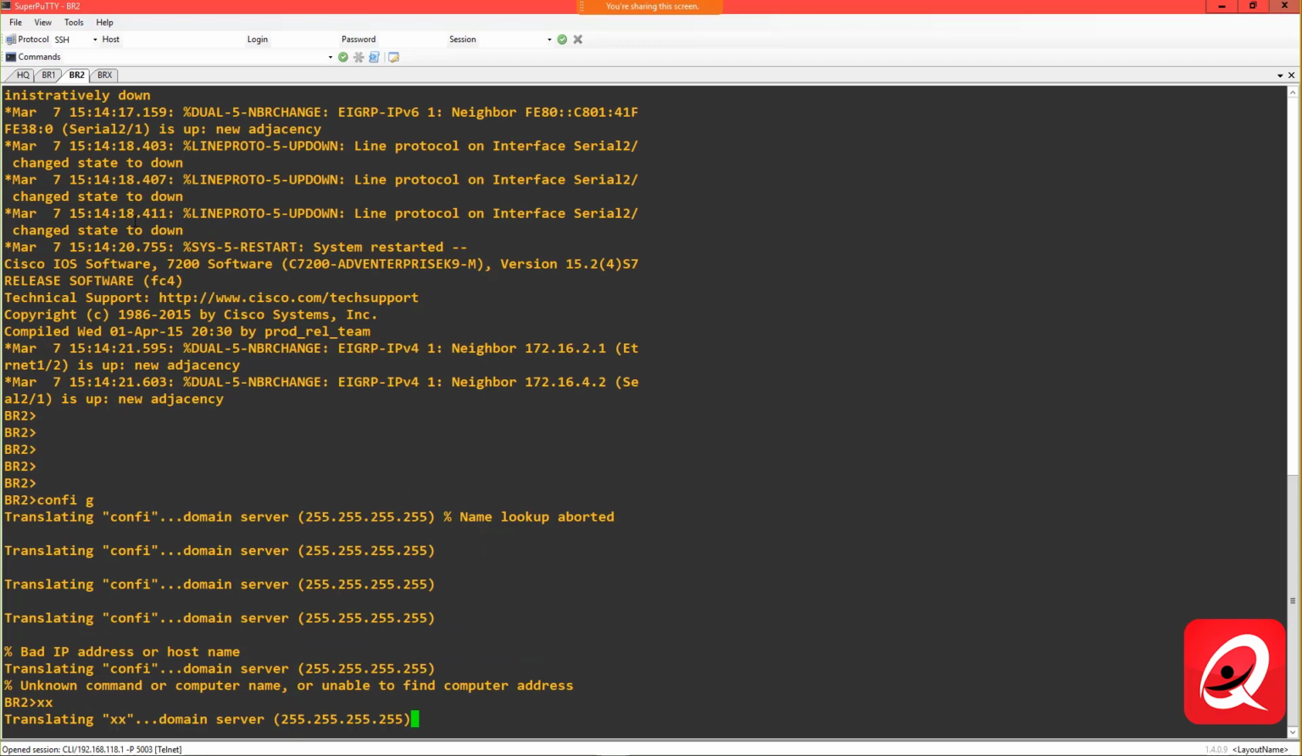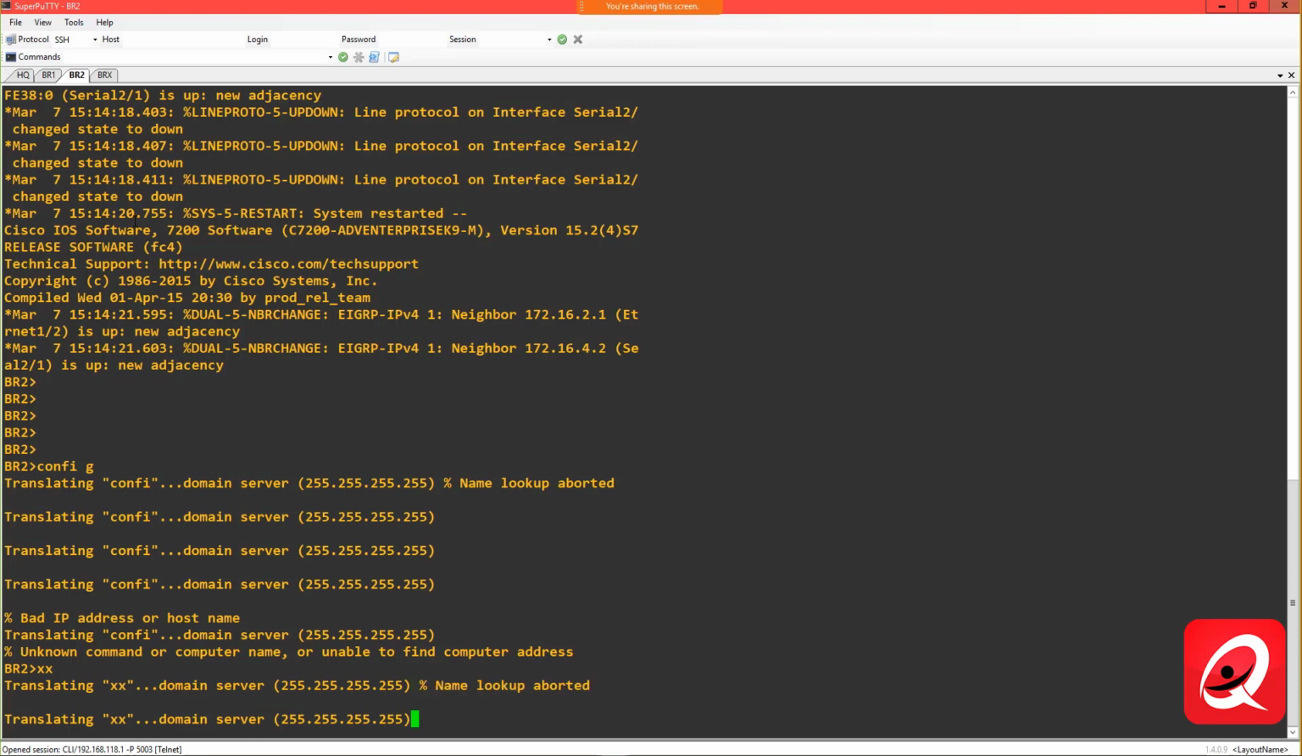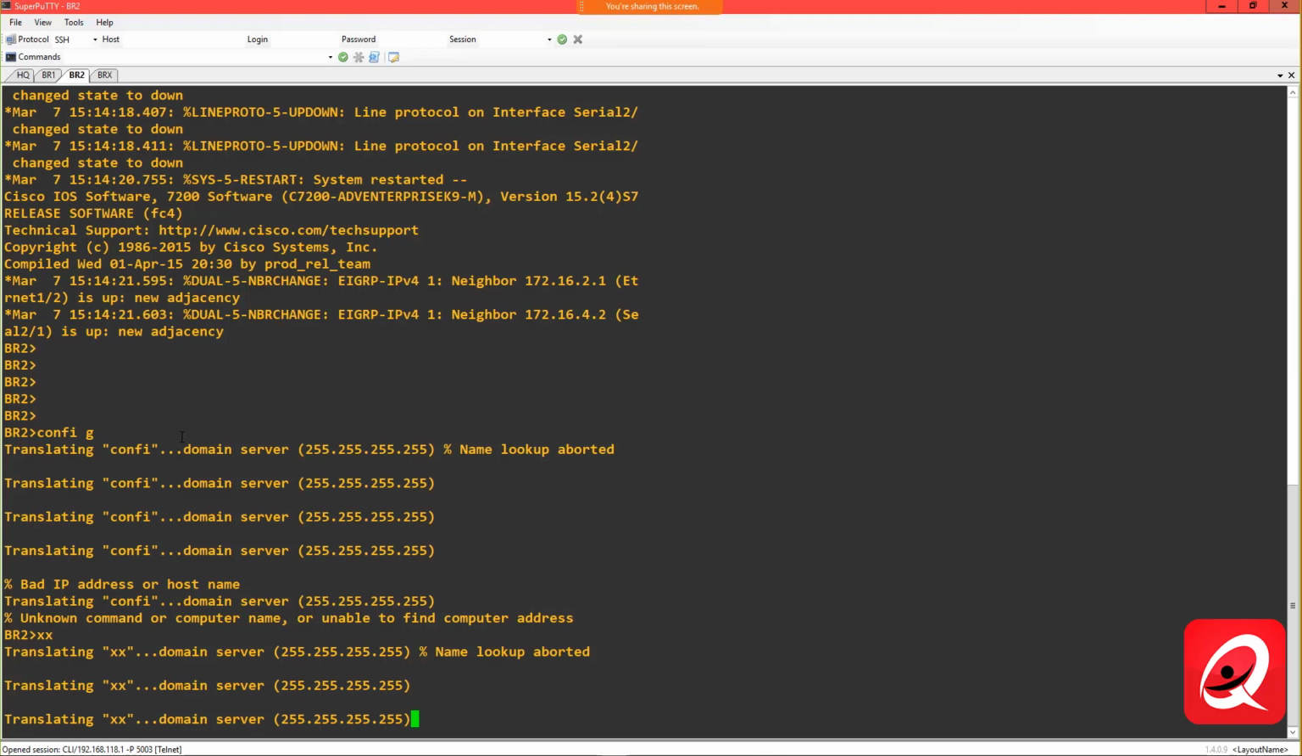Geez, come on. Control-Shift-6 X. That's supposed to break it. 6 X. All right. Of course, no ip domain-lookup would help.